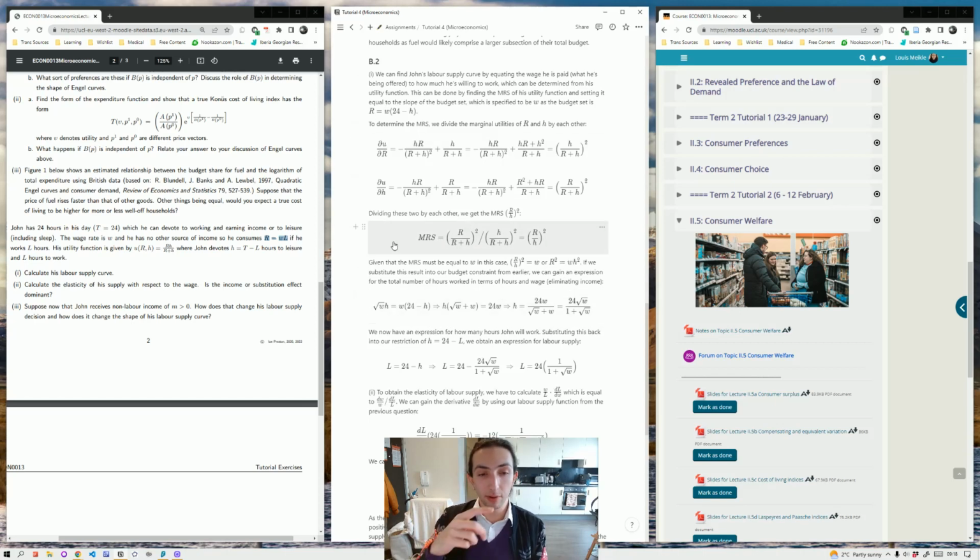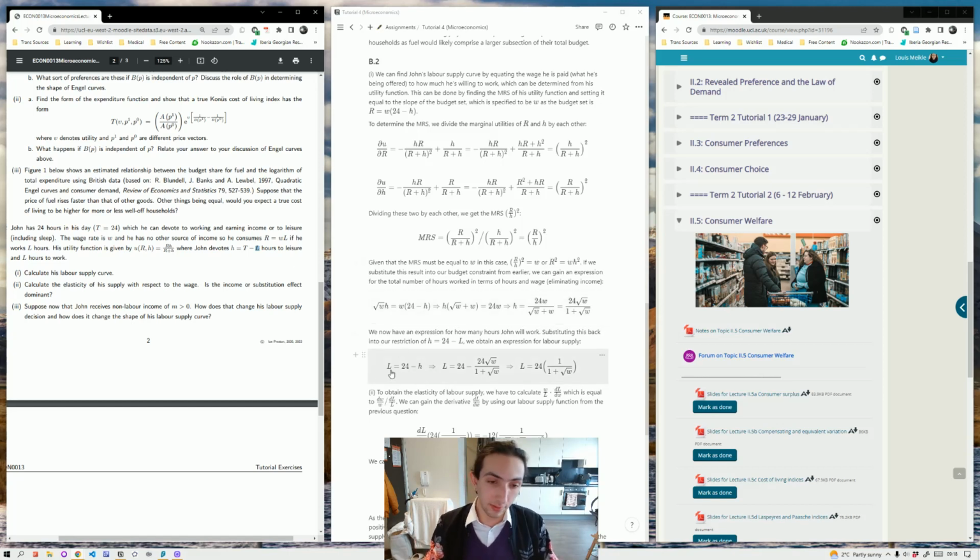So we now have root W times H equal to W(24 minus H). If we rearrange this, we get an expression for H in terms of W. So this gives us hours in terms of W. Now that we've got hours, we can insert this into our previous function: we know the amount of hours in terms of wage, and we know T, which is equal to 24, but we don't know L. We can now insert this, and we get our labor supply function.